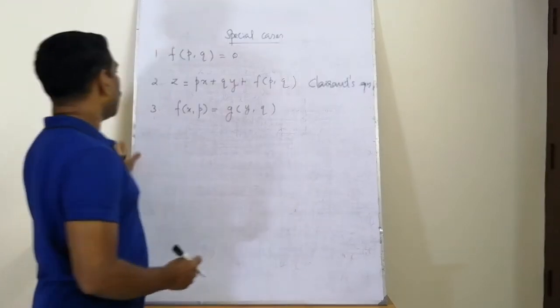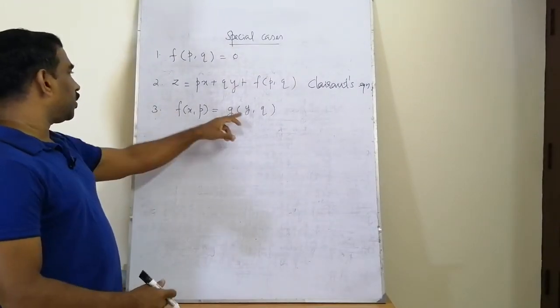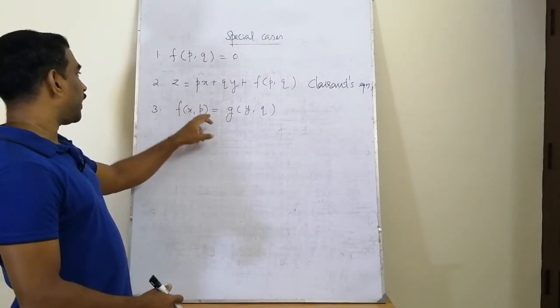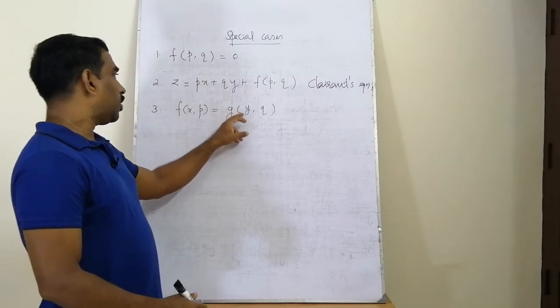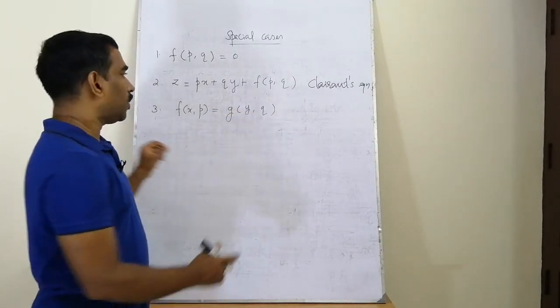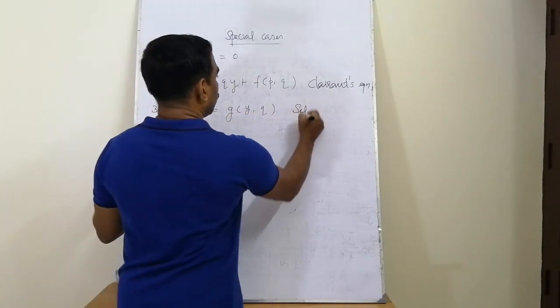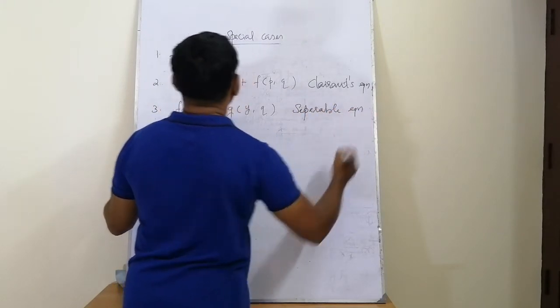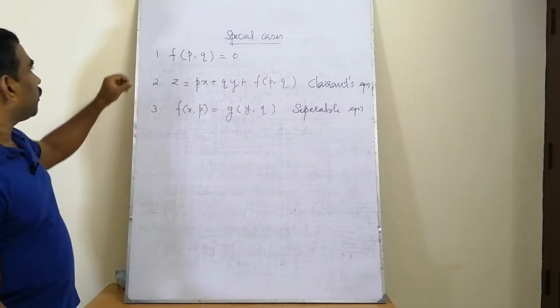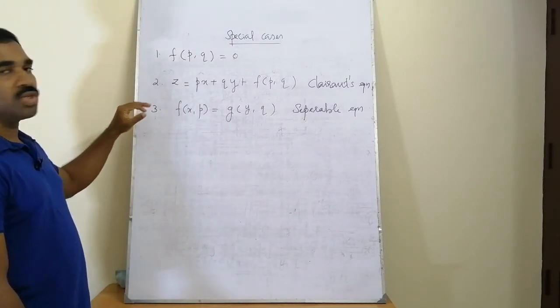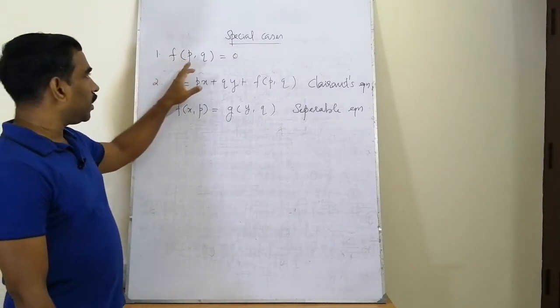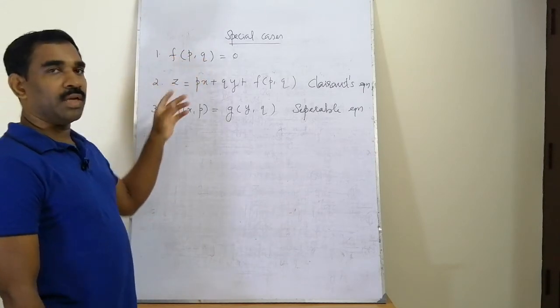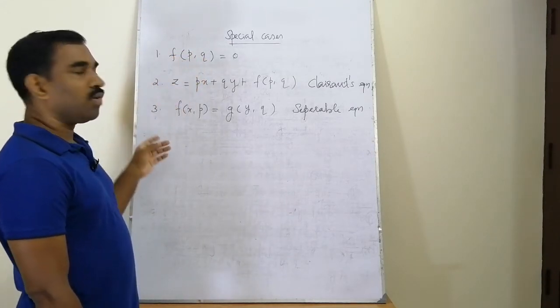Clairaut's equation. And the third is the equation directly in the form of a function of x and p equal to another function of y and q. This is called the separable equation. So in all these cases, we can find the second partial differential equation and the corresponding values of p and q by the method of grouping only.